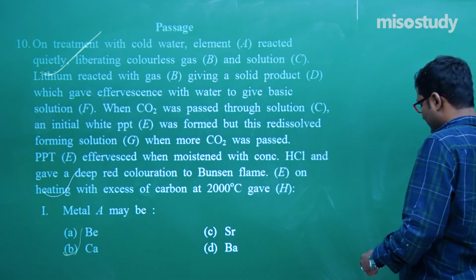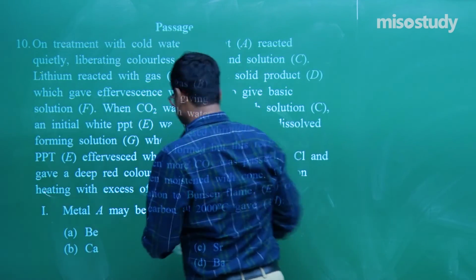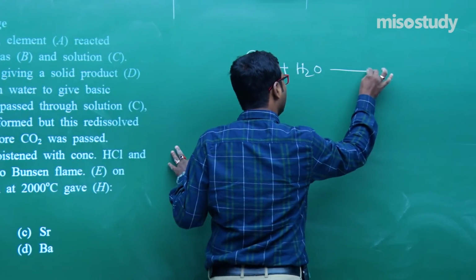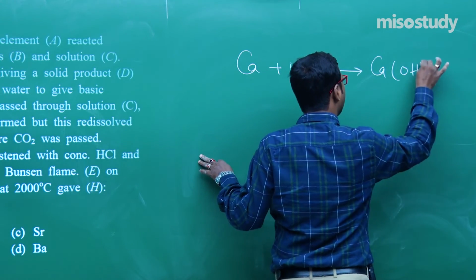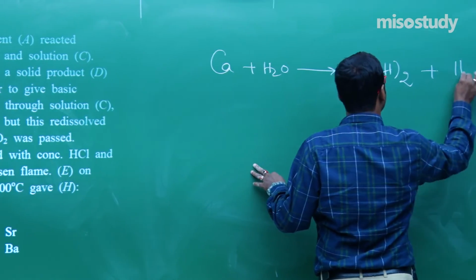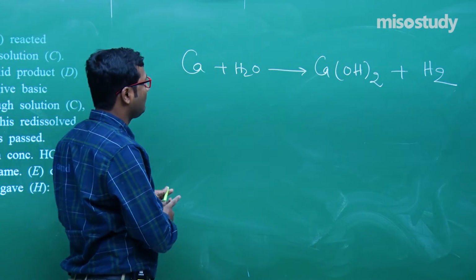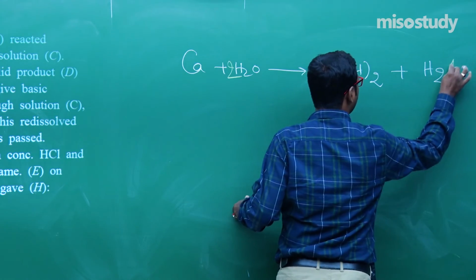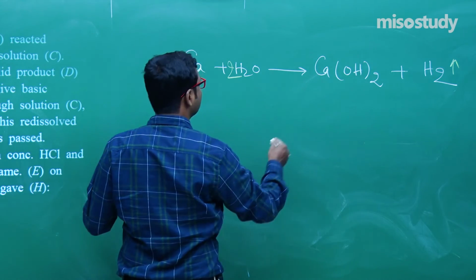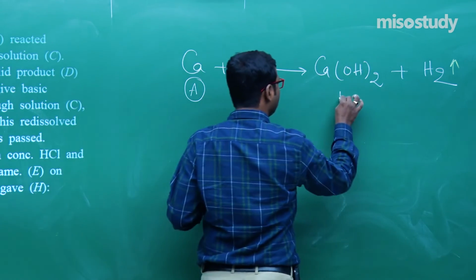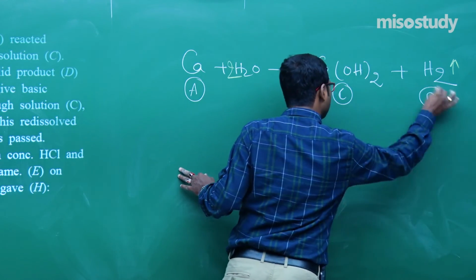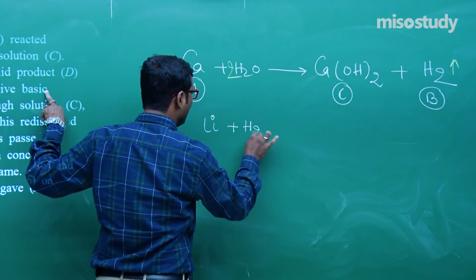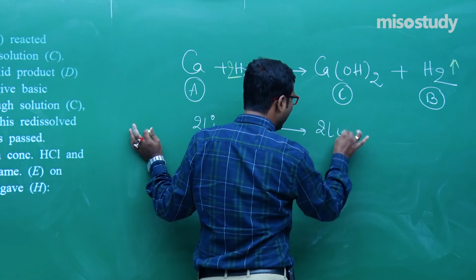Again I am writing, now what is A? Now you can easily say, sir, A is calcium, Ca plus H2O. It gives you Ca(OH)2 plus H2. Am I right? Yes sir. Count the number of hydrogen here. 2 hydrogen, 2 oxygen. Put here 2. That is Ca(OH)2 plus H2. Now this is A, this is C, and this is B. Clear? Now it gives product Li plus H2. Clear to you? It gives you 2LiH.